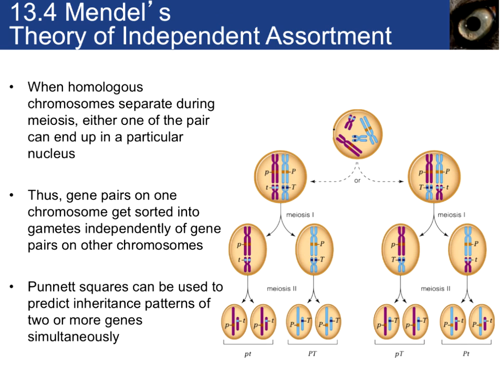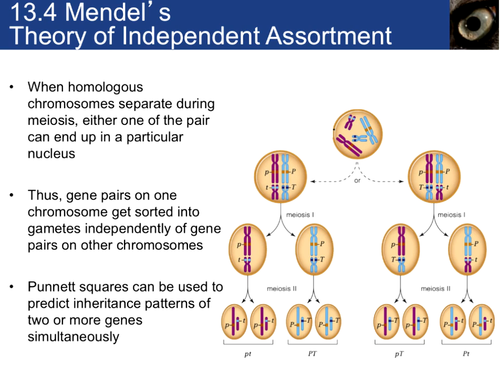So a monohybrid cross allows you to track alleles of one gene. So what about if you're studying two genes? As we learned last week, when homologous chromosomes separate during meiosis, either one of the pair can end up in a particular nucleus. This happens independently of the other chromosome, depending on how the chromosomes line up at metaphase I. Therefore, gene pairs on one chromosome get sorted into gametes independently of the gene pairs on other chromosomes. This is Mendel's second law, or law of independent assortment.